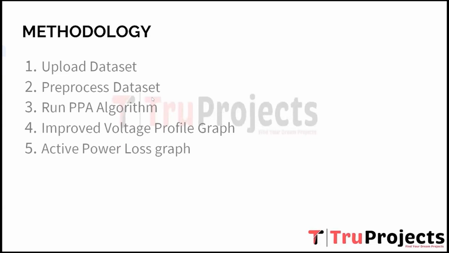Second, we have pre-process dataset. The second step is to pre-process the dataset. This involves removing any outliers and noise from the dataset. It also involves normalizing the data so that all of the values are on the same scale. Third, run PPA algorithm. The third step is to run the PPA algorithm. The algorithm will find the optimal locations for the DGs in the network to minimize the total power losses.